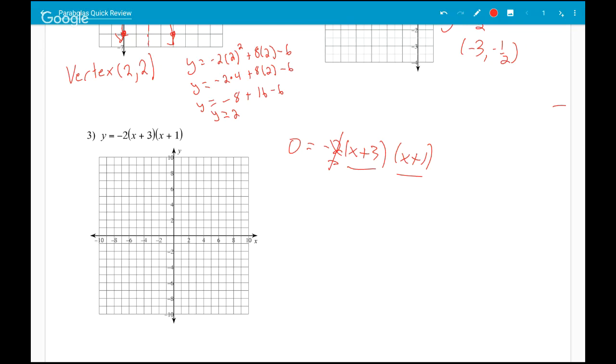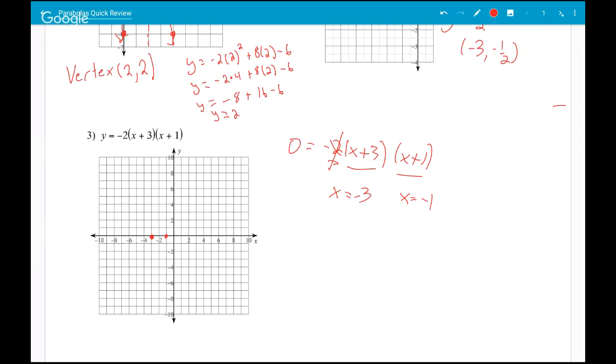So what we're going to try to do is figure out what value of x we would plug in to each set of parentheses to make it equal 0. Well, blank plus 3 equals 0. That's -3. Blank plus 1 equals 0. That's -1. Those are my two x-intercepts. I'm going to put them on my graph.